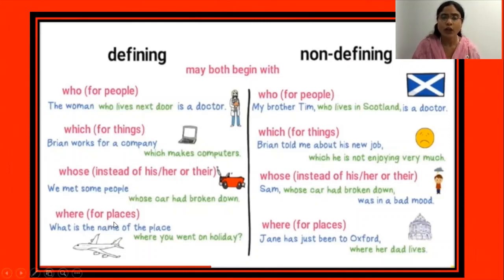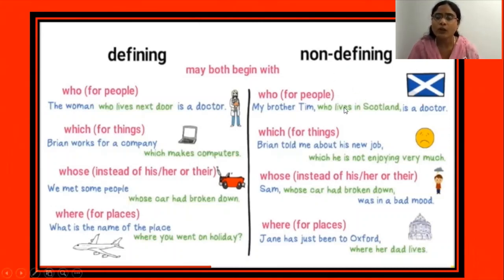Where refers to places. Generally, we say, where are you going? So, where refers to places. What is the name of the place where you went on holiday? Here, where refers to the name of a place where you went on holiday.